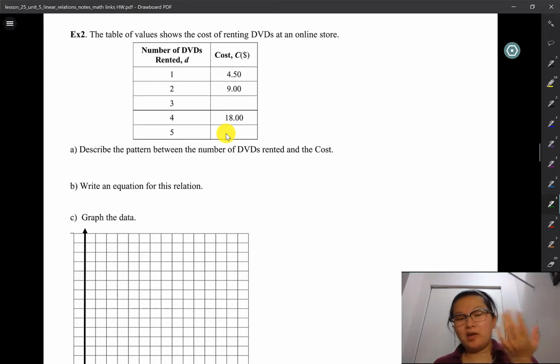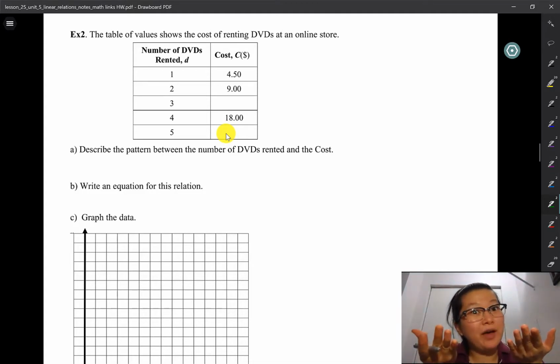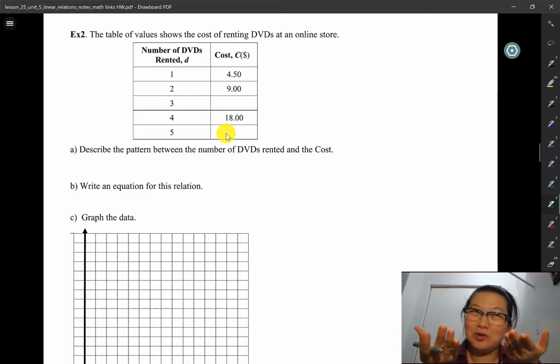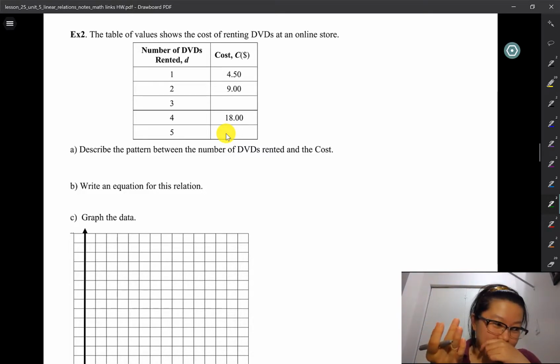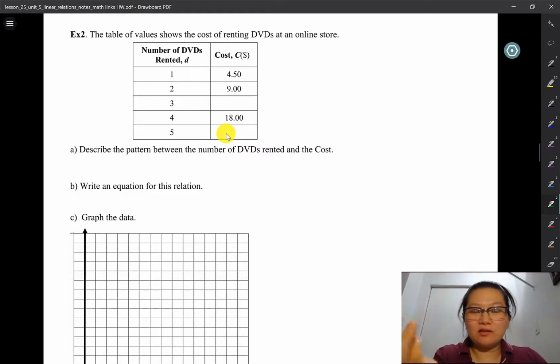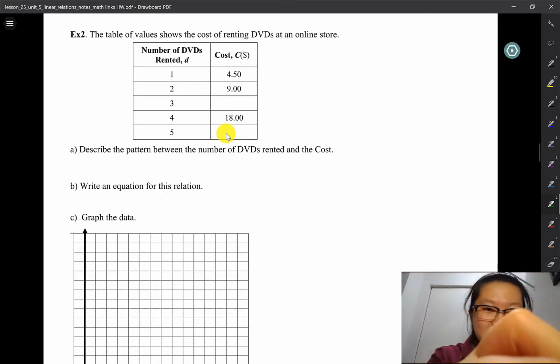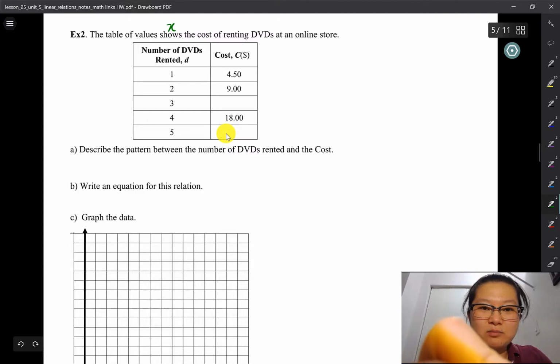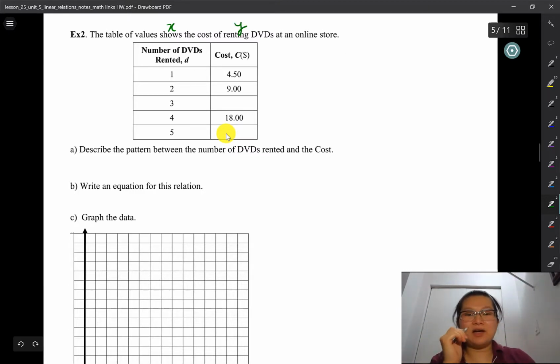Your independent variable is kind of like your DVDs. The more DVDs that you rent, the more you have to pay. Well, duh, right? But on the graph, that's exactly what you would show. So we talked about how your independent variable goes on your x-axis, your dependent variable goes on your y-axis. If I had to graph this later on, I'm just going to put a note there that my x is going to be my DVDs rented, y is going to be my cost.